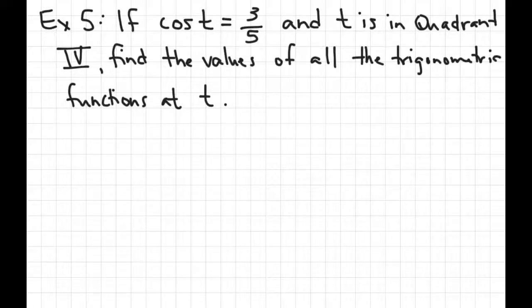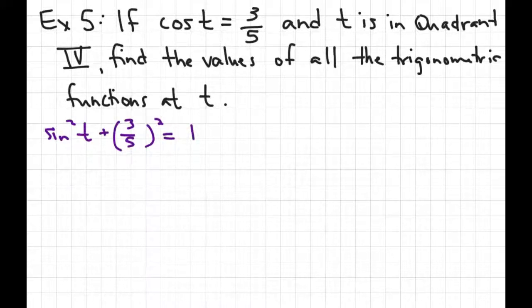Let's do an example. I'm going to show you two ways of going about doing this. If the cosine of t is equal to 3/5, and t is in quadrant 4, find the values of all the trigonometric functions at t. Well, one way of doing this problem is, if you know what cosine is, you can find sine by plugging this into that first Pythagorean identity.